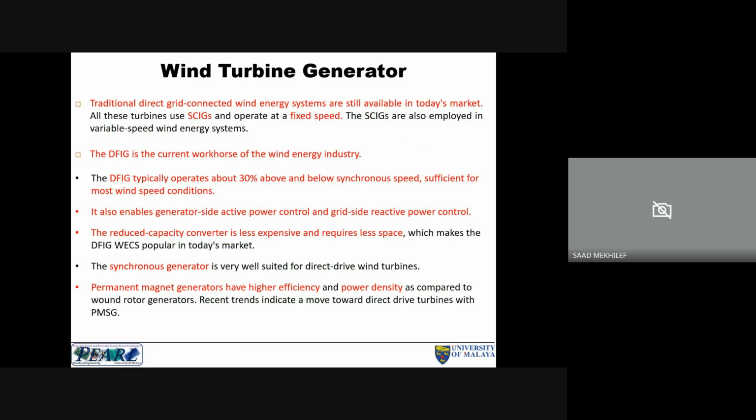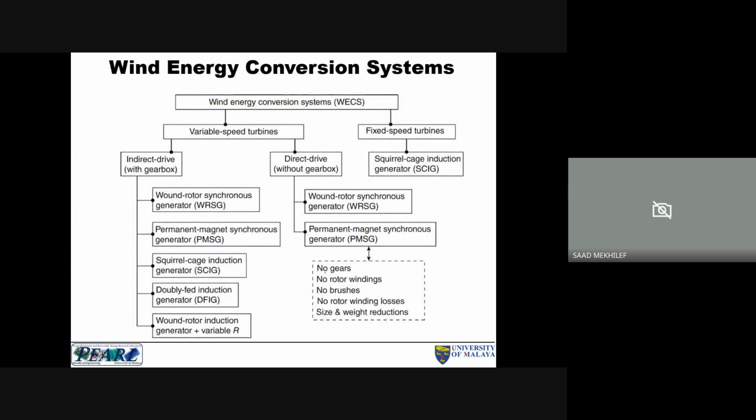Okay, let's take them one by one. If you look at this flow chart of wind energy conversion systems, we have the wind energy, and then we have variable speed wind turbines and fixed speed wind turbines. If you are using variable speed wind turbines, there is the indirect drive, which is with a gearbox, like I said just now. Some wind turbines come with a gearbox, and some are without a gearbox, gearless.